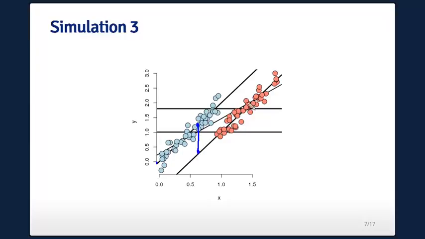And by the way, I don't think I've described this earlier. This line is just what you get if you disregard group status and just fit y as a function of x. So in this case, the treatment effect completely reverses itself.